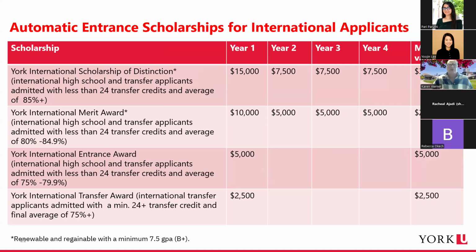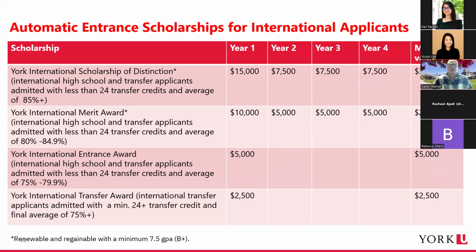So in terms of resources and shifting a bit to what we have to offer to students coming in, for this year, we have a number of automatic entrance scholarships for international applicants, which we're excited about. So students coming in with an average of 80% or higher, high school students or transfer applicants, are going to automatically qualify for an entrance scholarship, which is renewable. So in your first year, you are going to get a higher value, so $15,000 if you are admitted with an average of 85% or higher, and $10,000 for students admitted with an average between 80 and 84.9%.